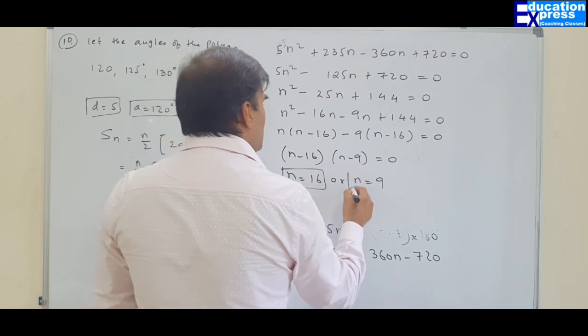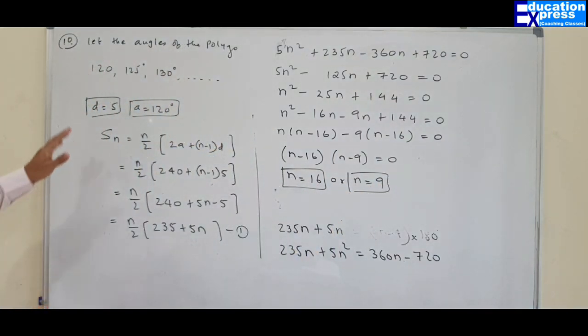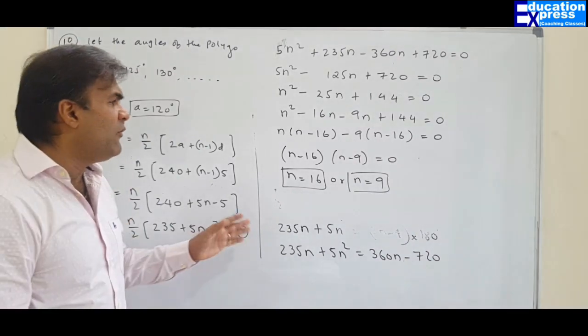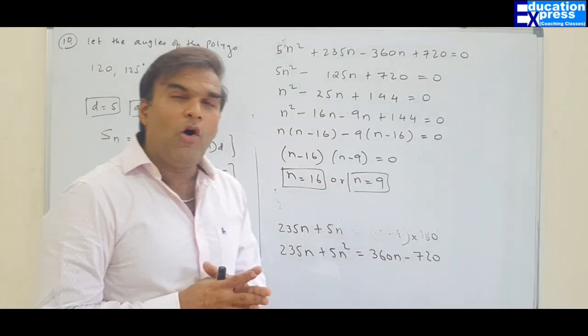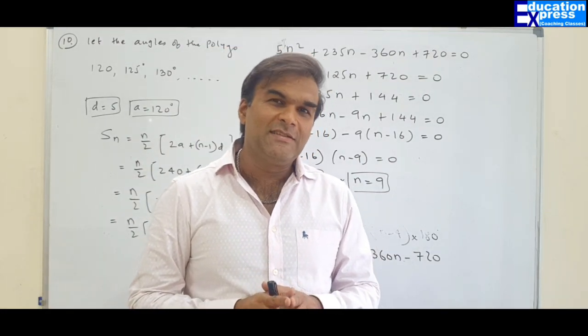What is the question asked? Find the number of angles. So the number of angles which fits into this given situation could be for n equals 16 or n equals 9. These are the possible answers. Let's move on to the next question.